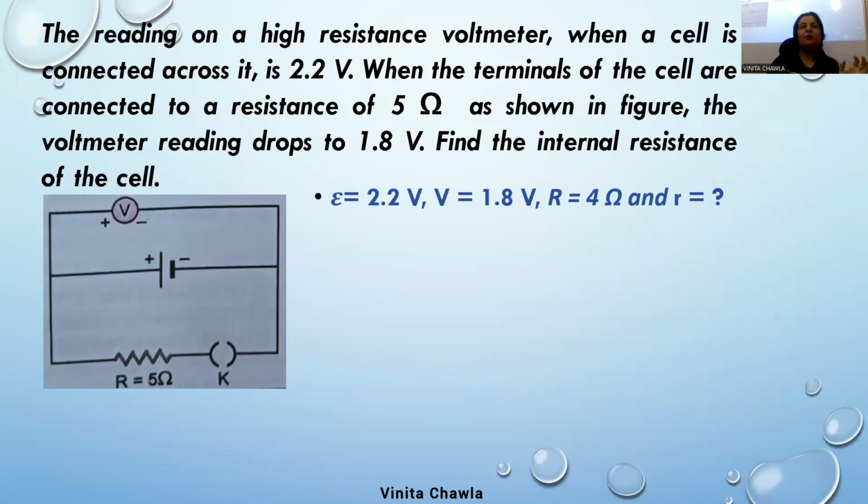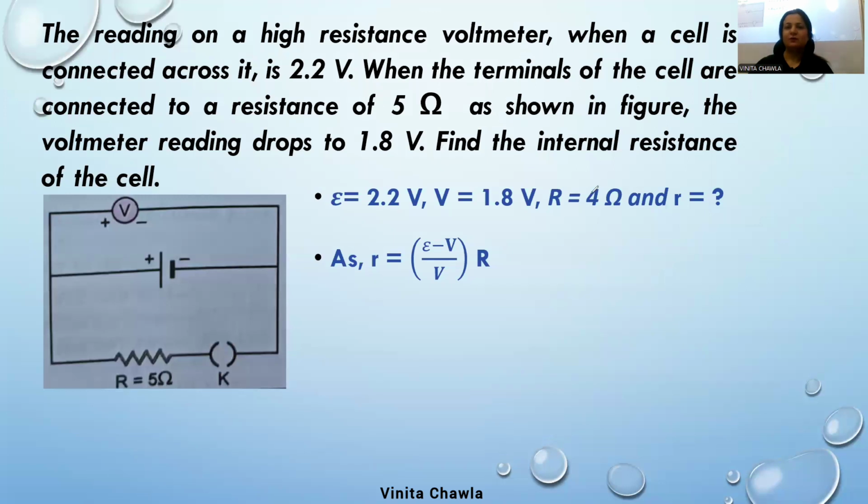So small e is given, it's 2.2 volt. Voltage is given, 1.8 volt. Load resistance is given, R is 5 ohm. We have to find internal resistance, small r. So this is the relation, small r is E minus V upon V into R. Using this relation, we can find the value.